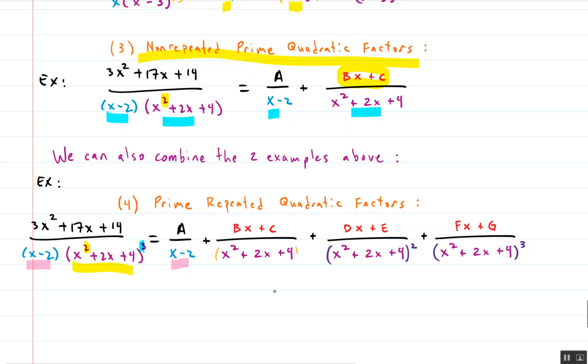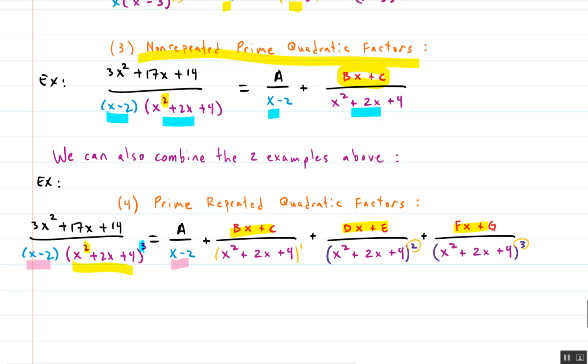We have this factor, which is x squared plus 2x plus 4 to the first power, and then to the second power, and then to the third power. And above them, we have that line-looking thing. Instead of just having an a, we'll have constant times x plus constant. So I just keep going down the alphabet for all my constants. So it would be bx plus c in the numerator, and then dx plus e, and then fx plus g. Hopefully you don't have to do a problem that is that big, because that would be a pain, but you can see the pattern that's followed.